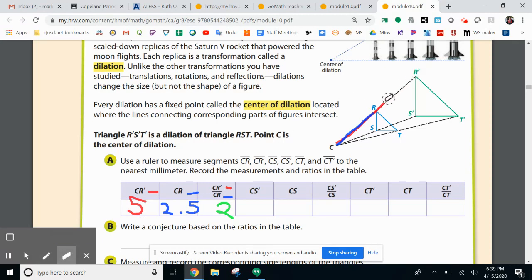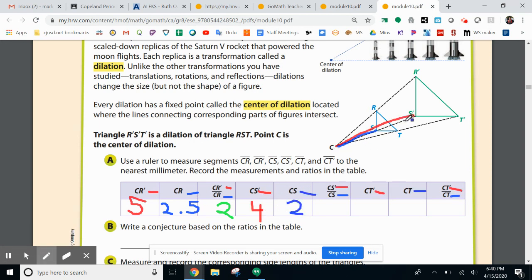And if I do the same thing for the other distances, bam, I'm fast. So now if I measure this, C to S prime is 4, C to S is 2, that's half again, same kind of ratio here, and if I divide, I'll get 2. Okay, so 4 divided by 2 is 2. And if I try the same thing for this last segment here, for CT and CT prime, you'll see that it's 6 and 3, which again makes the same ratio, 2.